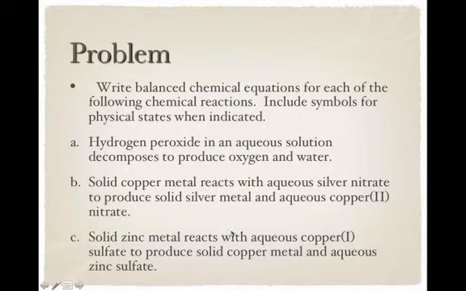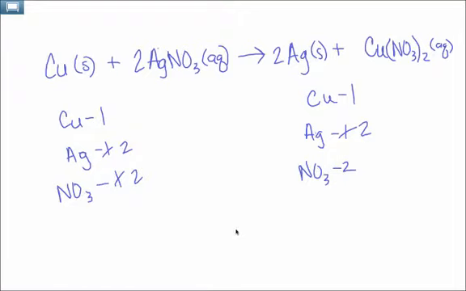Solid zinc metal reacts with copper(II) sulfate to produce copper metal and aqueous zinc sulfate. So solid zinc metal plus, what was it? Copper(II) sulfate, right? Sulfate is SO4 2−, so that means I need a 2 here.